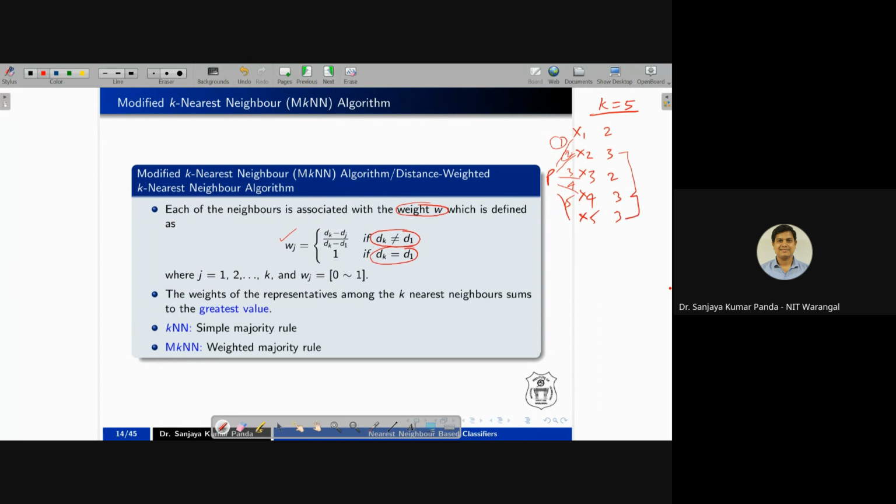But now what I'll do is sum all the weights of class level 3. Similarly, I'll sum all the weights of class level 2. Then you have to find which class has the maximum weight. Based upon that, we are going to decide the class level of the test pattern. So let us see one example. Don't worry about this particular formula.